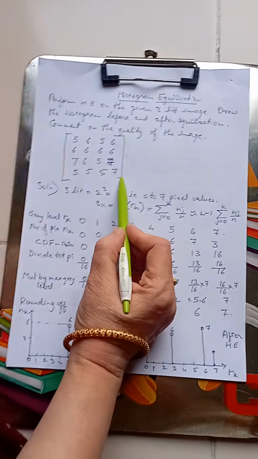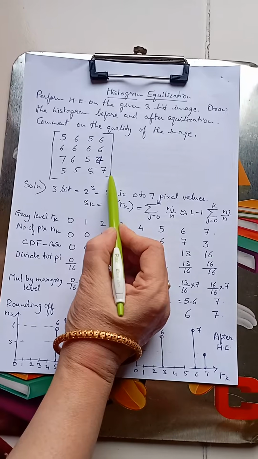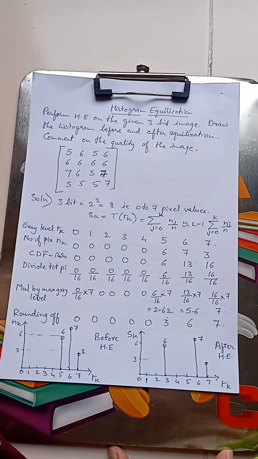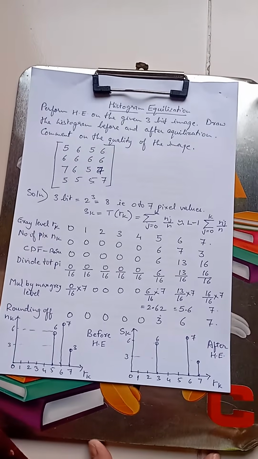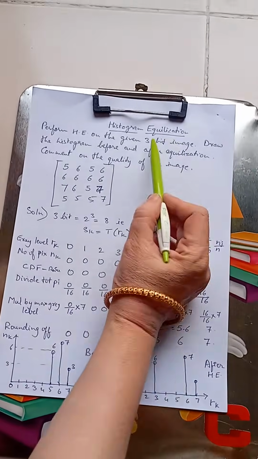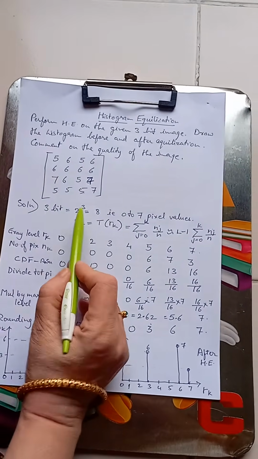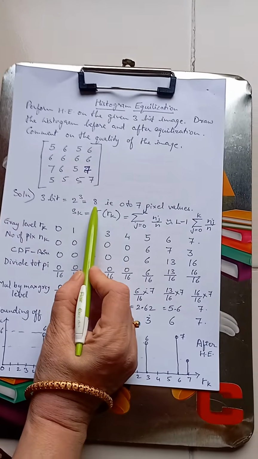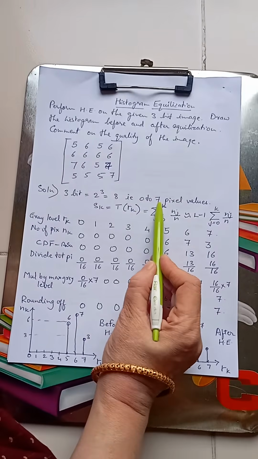And this is the given image. It is a 4x4 image. So we will start with the solution. The very first thing you have to see is how many bit resolution this image has. Here it is already given that the image is 3-bit. So 3-bit means 2 raised to 3, that is 8 values. That means the pixel values will range from 0 to 7.